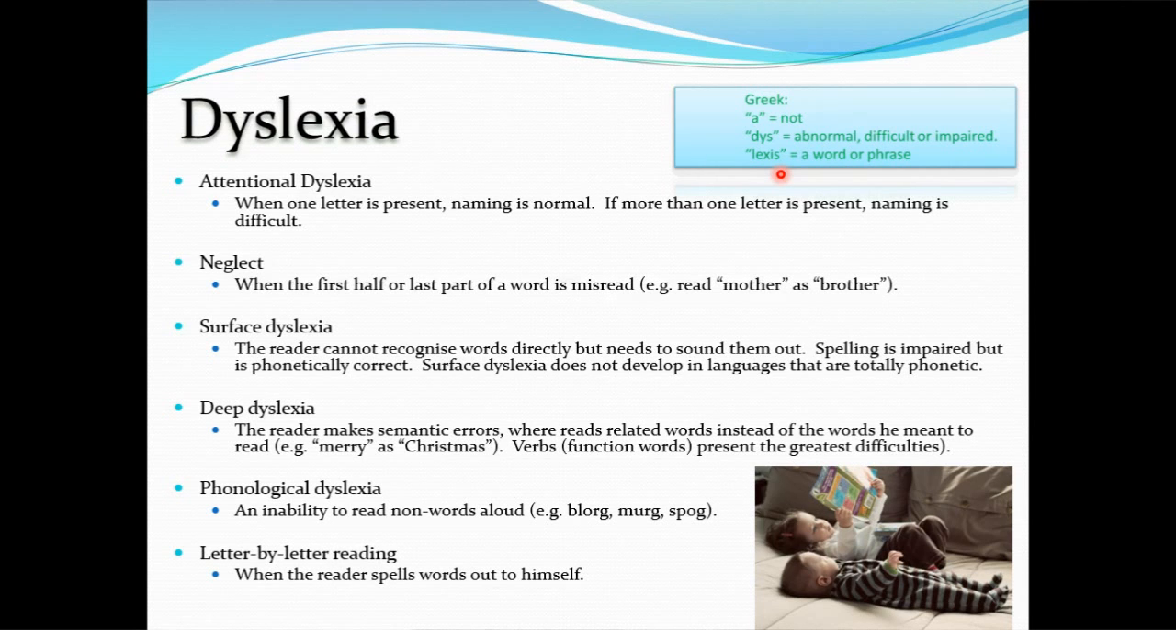And then you get what you call letter-by-letter reading, where the reader spells words out to himself to make up the word. Okay. So, as I said, if you have anybody struggling to read, or let's say you have a referral from a teacher who says this child has dyslexia, you've got quite a job on your hands to try and tease out exactly what it is that this child is struggling with in reading.